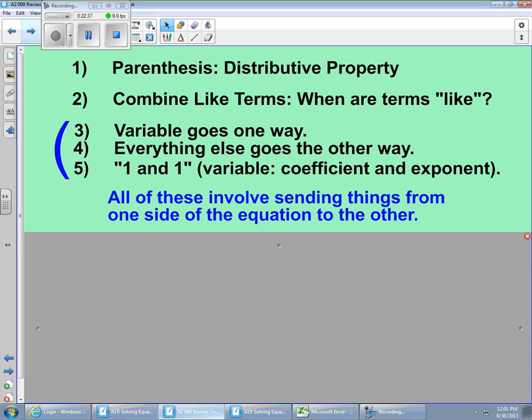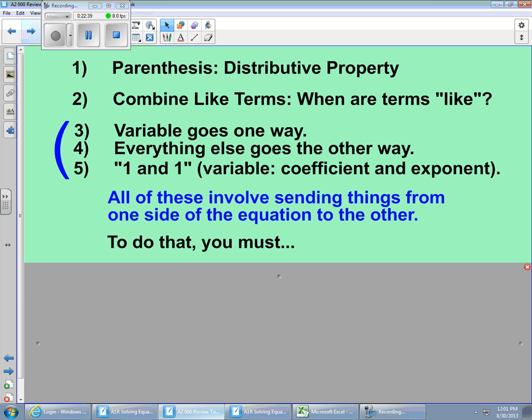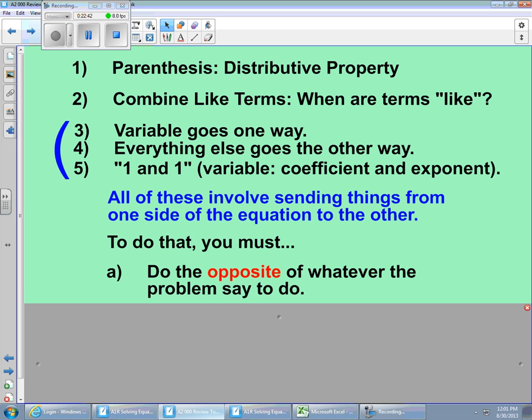3, 4, and 5 are going to involve things going from left to right or from right to left. Okay, so we're sending things from one side of the equation to the other, and in order to do that, you must do the opposite of whatever the problem says to do. So if you want to move something that's like plus 6, you've got to ask yourself, well, what's the opposite of plus 6? Well, the opposite of addition is subtraction, so I'd have to subtract 6. If I've got something that's being multiplied by negative 4, then you've got to ask yourself, what's the opposite of negative 4?